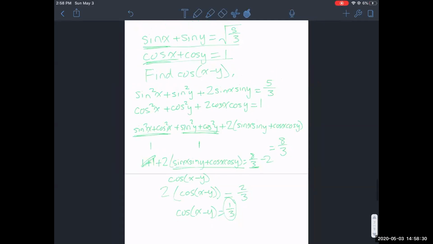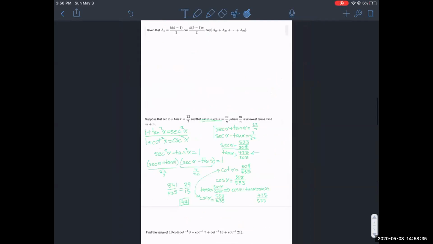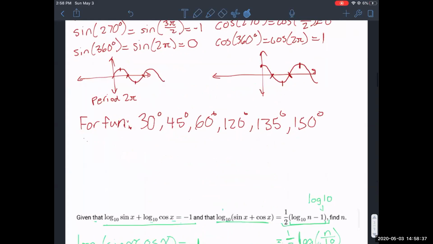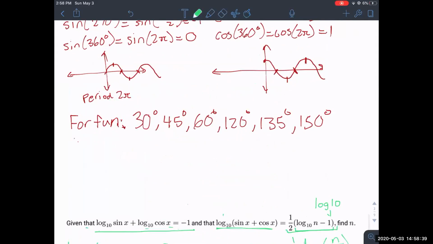Okay, we're kind of low on time. So since we're out of time, I will just go back up to the fun numbers and talk through a couple of them. These are really handy to just know. Sine 30 degrees is equal to 1/2. Cosine 30 degrees is equal to square root of 3 over 2.